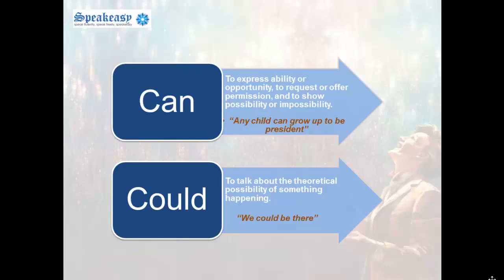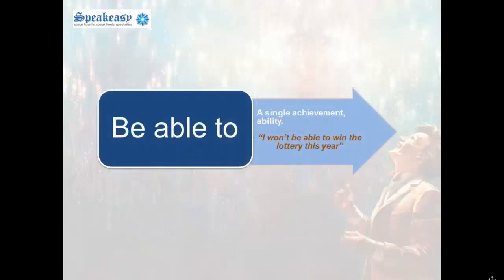Now could. This is used to talk about the theoretical possibility of something happening. We could be there. Note that could is also used as the past tense of can. Be able to. This is used to express a single achievement or to express ability. I won't be able to win the lottery this year.